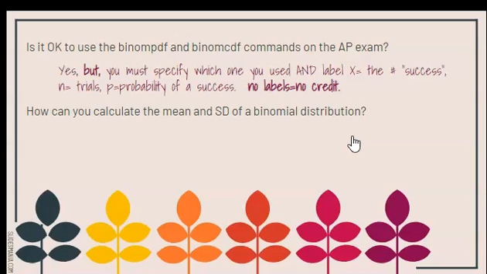Another thing they may ask you to do is to find the mean and standard deviation of a binomial distribution. There are formulas for this, and they are in your chart, so you have to memorize them. Mu, the mean, is simply n times p. That's number of trials times the probability of a success. Easy peasy. And then sigma, the standard deviation, is n times p times the complement of p, and then you take the square root of that. It's pretty simple. If you know n and p, you can find these really easily.